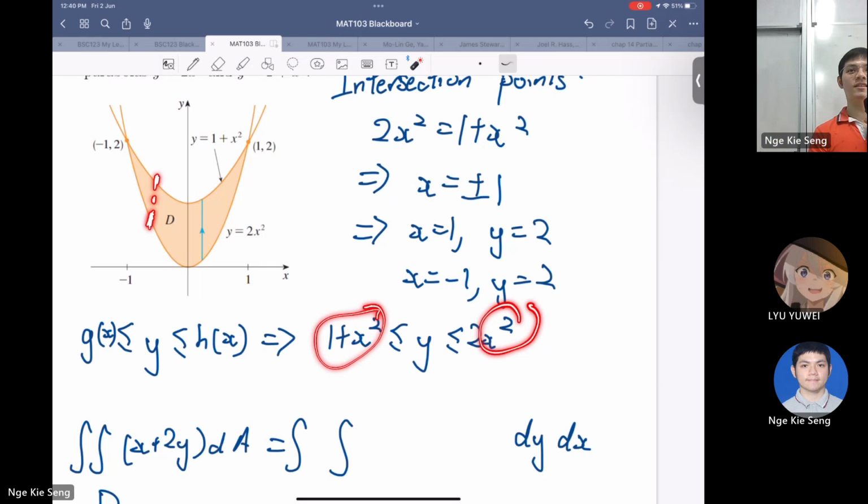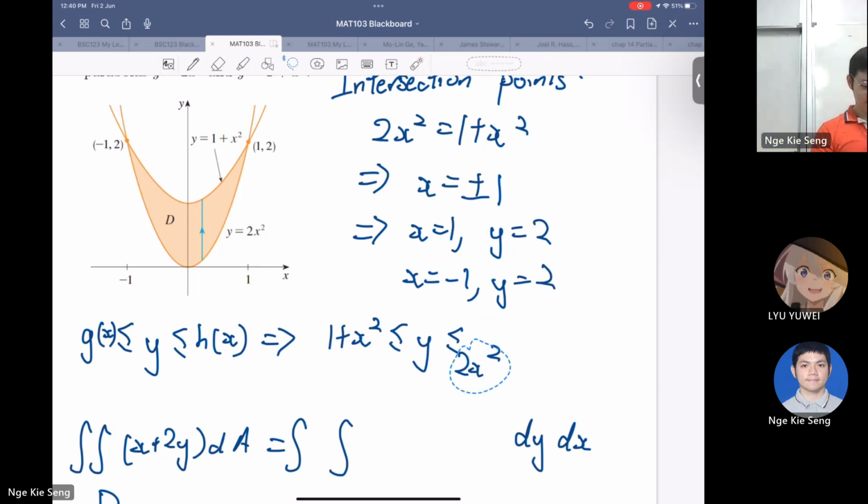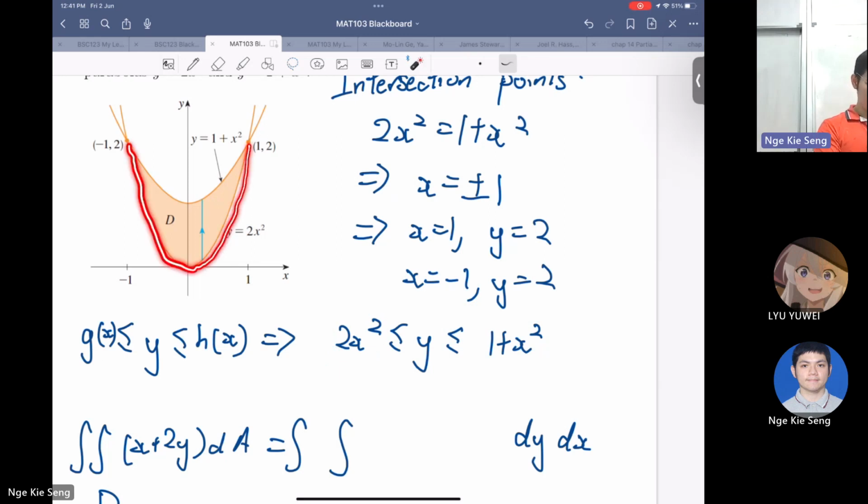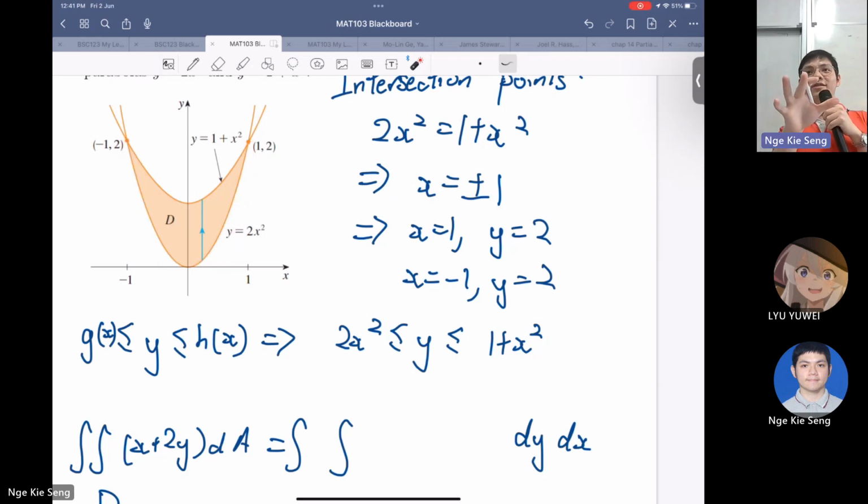Does it make sense? If you don't think it's true, you can say so. Why is it not true? Do you see that the value of 2x squared is always less than or equal to the value of y inside this D? Right? Are you confused, or just simply confused? You're not confused already?